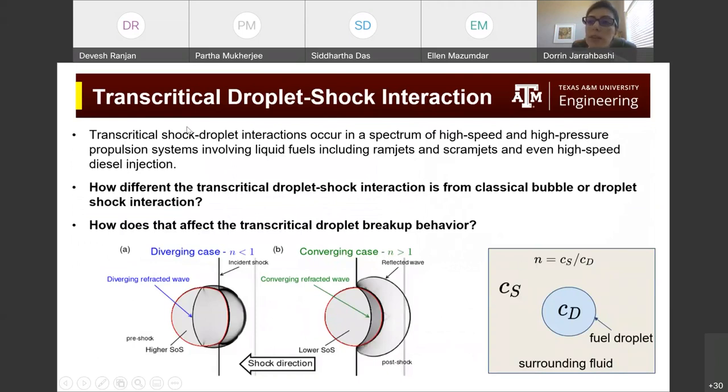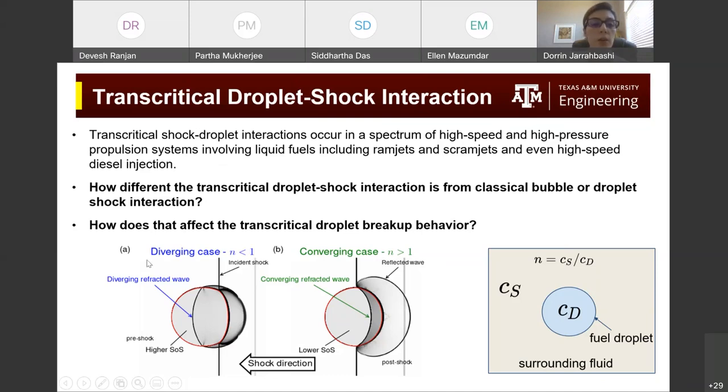So what motivated me to look into transcritical droplet shock interaction is that, first of all, we are dealing with high pressure systems that tend to work above the critical pressure. At the same time, if for example we consider hypersonic flights or scramjets that are dealing with liquid fuel, the shock can interact with the spray. This can also happen to the droplets that result from atomization in high-speed diesel engines. They are also exposed to high-speed convective flows going through them.